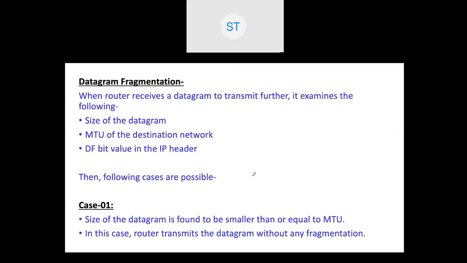When the router receives the datagram, what will it check? The size of the datagram, the MTU of the destination network, and the DF bit value in the IP header. With the DF bit value, the following are the different cases. Case one: if the size is smaller than the MTU, no problem. The router transmits the datagram without fragmentation. Straightforward.